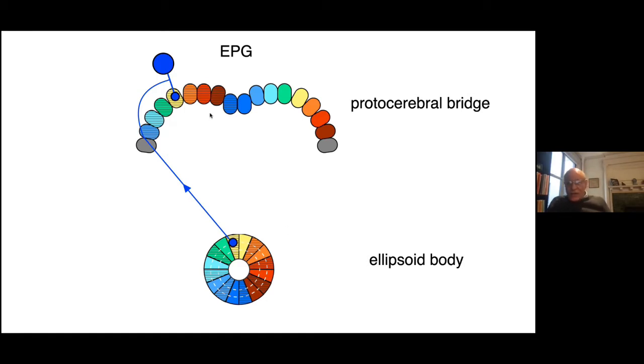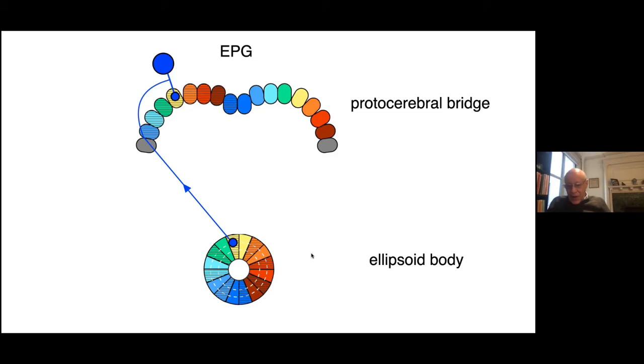Okay, so these neurons that I've been talking about, the compass neurons, whose activity you were seeing down here, are called EPGs. E stands for ellipsoid body, P stands for protocerebral bridge, and G stands for another area where they project that I've not shown here and that we won't talk about, called the gall.